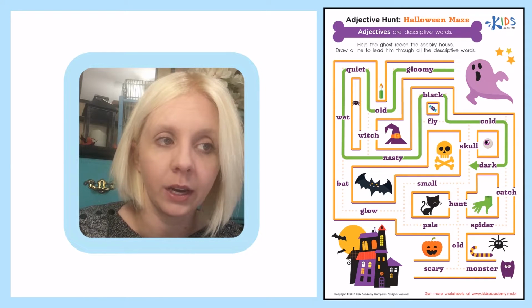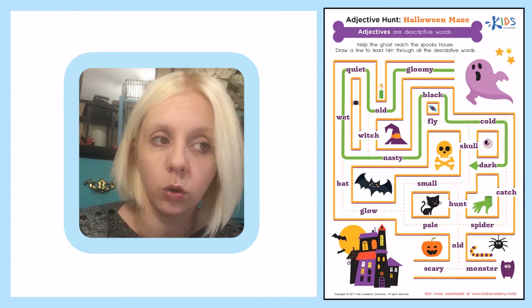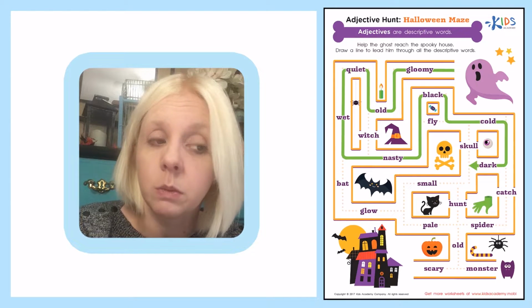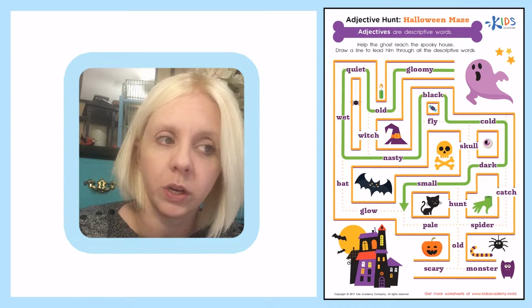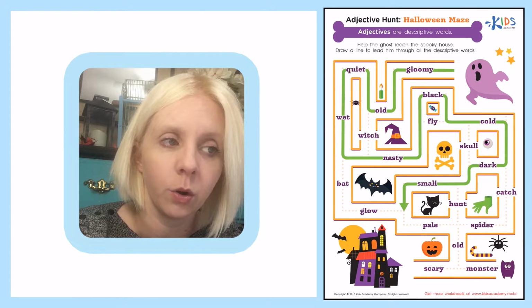And then from here, I can either go to skull, or I could go to hunt, or I could go to small. Which one do you think it is? Skull? Skull is a thing, so that one won't work. Small, the small kitty cat, or hunt. I'm gonna hunt for the mouse. Well, that's not a descriptive word. That's an action. So we need to go over to small.